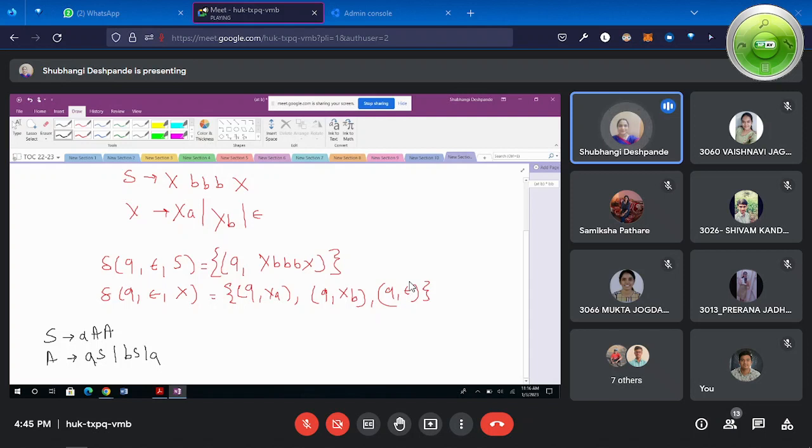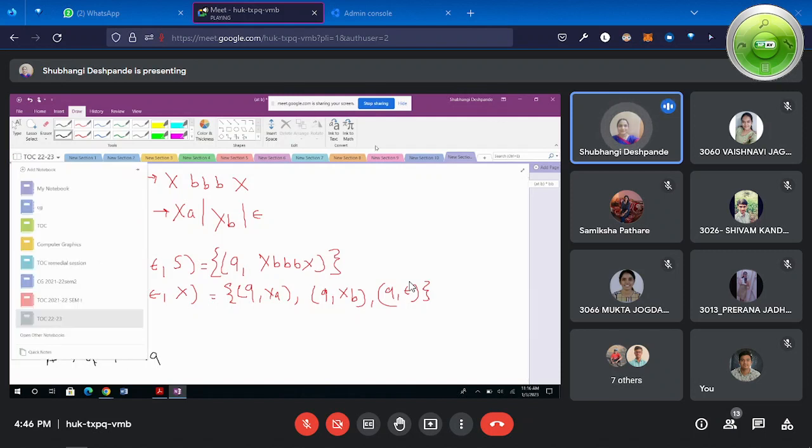So have you got the answer for this? Yes, ma'am. So delta Q epsilon is QAAA. Then delta Q epsilon A will have QAS, QBS, and QA. And then QAA is equal to Q epsilon. Right? So this way you can construct the rule.